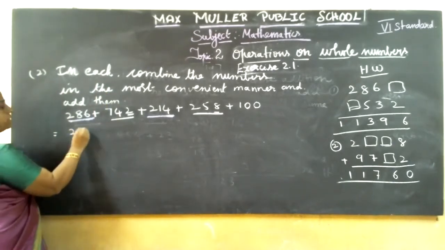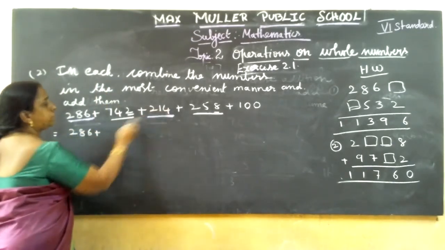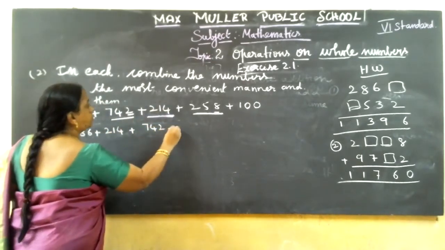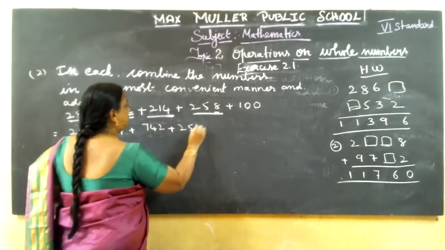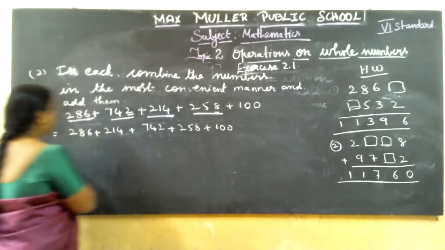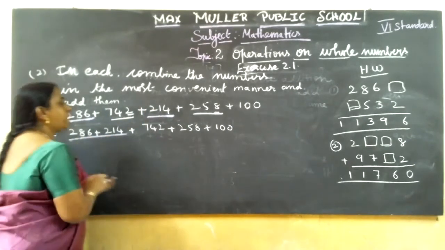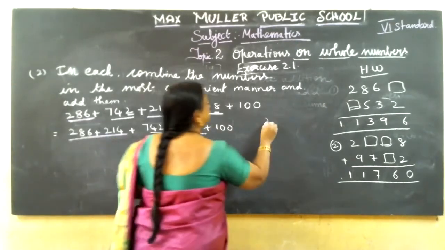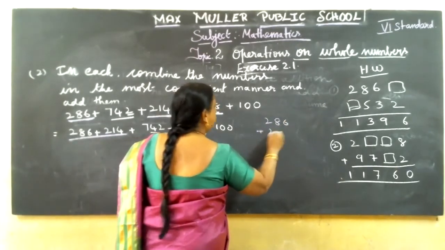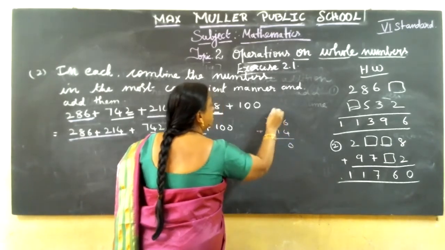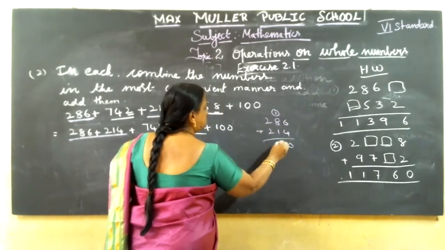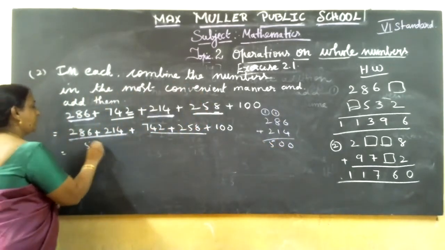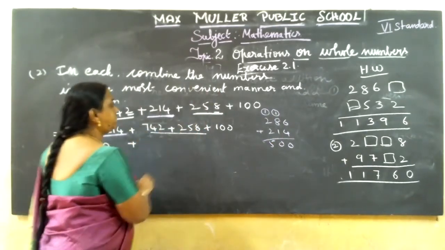So first we'll go 286 plus 214. Okay, one group. Plus 742 plus 258 plus 100. So first we'll add these two, then we'll add these two, then add 100. Now this one, 286 plus 214. So 0, 1 carry, 9, 10, 0, 1 carry, 5. We got how much? 500 for this. Equal to 500 plus, now add these two.